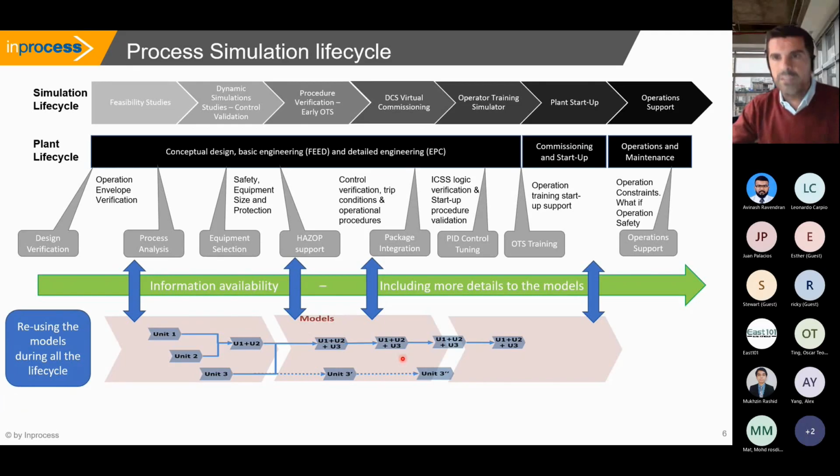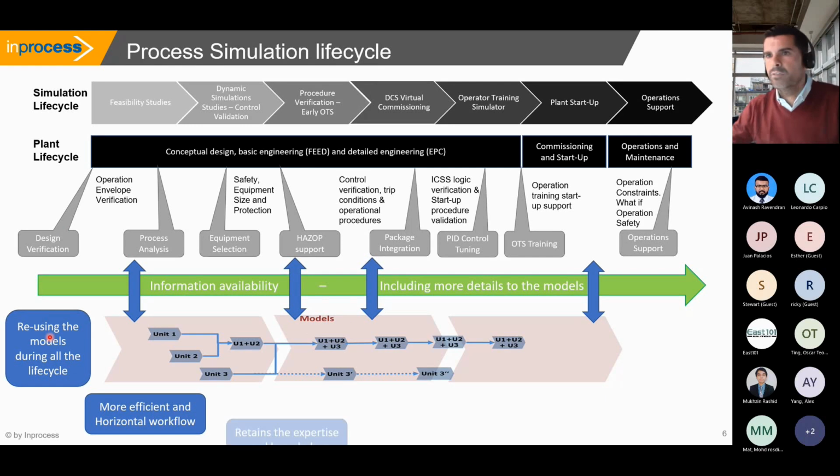Fine. So the main philosophy here is that from your point of view, you need to rely on a trustable company that has a long track record, not only in providing studies, not only in providing OTS, but having the same company who is able to reuse the models during all the life cycle of the project and the plant building, right? That allows a more efficient and horizontal workflow. That means we are evolving that information.